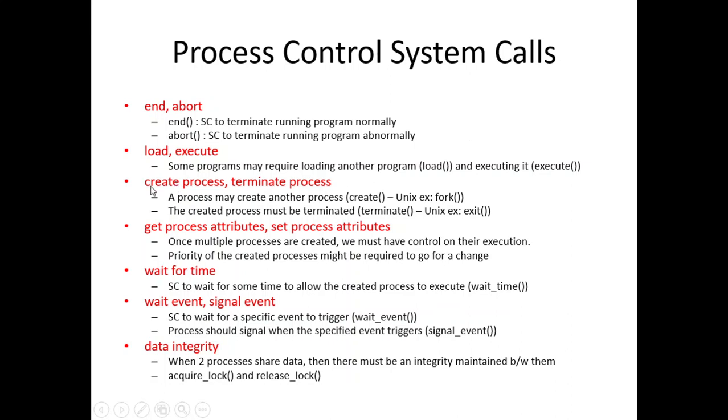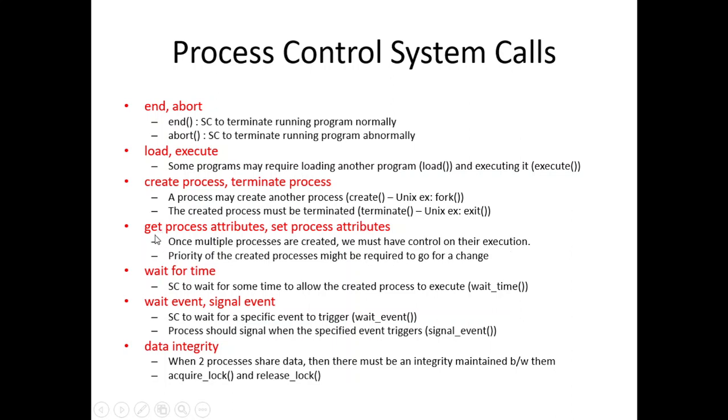When we say create process, there might be a process which would create another process. For example, this fork is an example where a parent process would create another child process. So this would be an example of a system call for creating a process. In a Unix related environment, we also have exit, where the created process gets terminated.